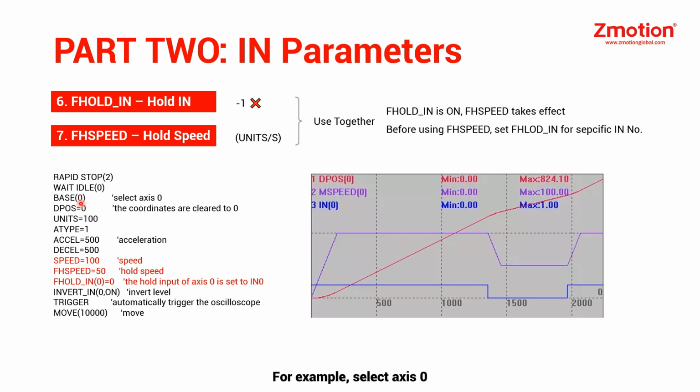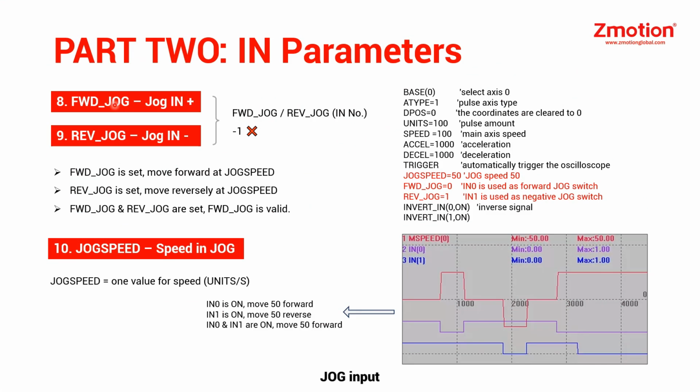For example, select axis 0. Running speed is 100. Holding speed is 50. Then map the hold input to IN 0, and invert it. When there is no IN 0, it runs at 100. When IN 0 becomes off, the hold IN takes effect, running at 50. When the IN 0 signal is cancelled again, the speed is 100 again.